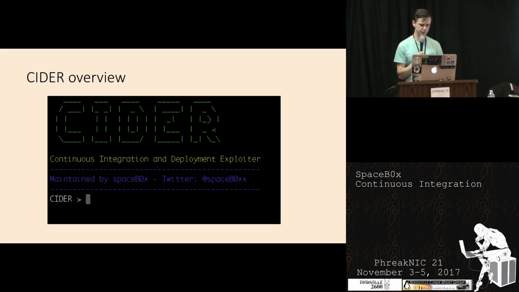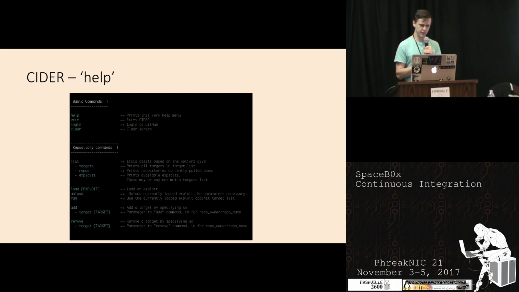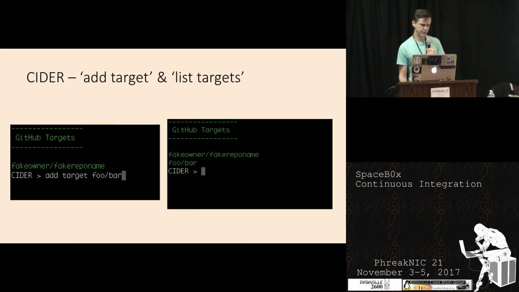So it looks like this. This is the command line. It's very command line-y, like the Social Engineering Toolkit or Metasploit or something. I kind of wanted that vibe to it. It has a basic help menu with help commands. You can add targets. Right now it's expecting GitHub, so when you type owner/repository name, it's assuming GitHub. I would like to expand it to other services, but right now that's just what it's doing.